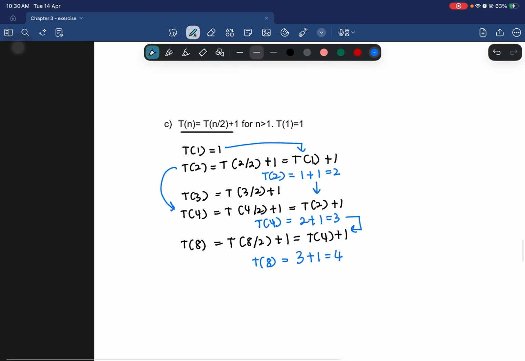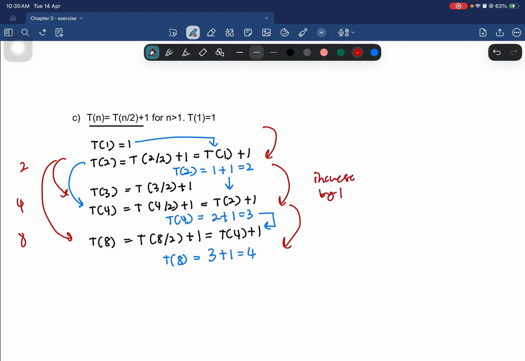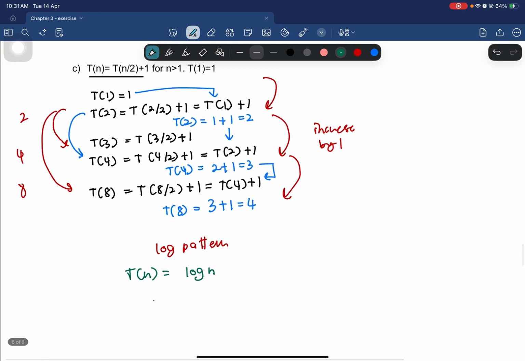So as you can see here, you can see the pattern here. Each time n doubles, 2, 4, 8. You can see the pattern is 1, 2, 3, 4, increase by 1. This is a logarithmic pattern, log pattern. So the answer is T of n equal to log n. So BO is log n.